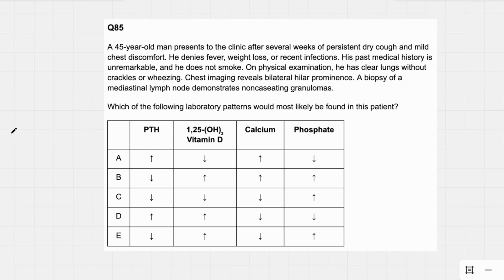Question 85. Which of the following lab patterns would most likely be found in this patient? PTH, calcium, phosphate. Cool, it's a calcium homeostasis question. I feel like this is the third one I've put in this self-assessment.